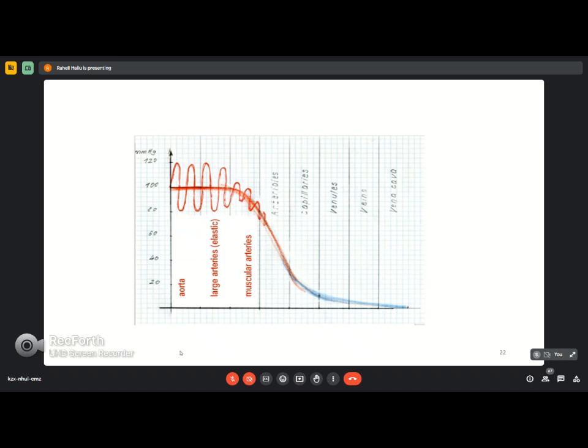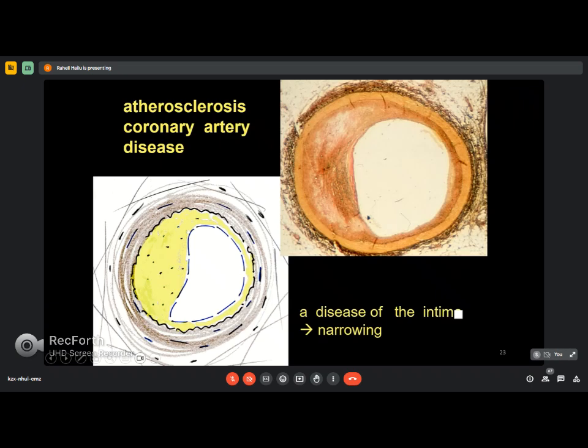So anyway, you have the pressure, usually high pressure zones in the aorta, in the large elastic arteries, and then you have the muscular arteries where you expect high pressure. That's where you see atherosclerosis. And as you go into the low pressure zones, you don't usually see atherosclerosis.